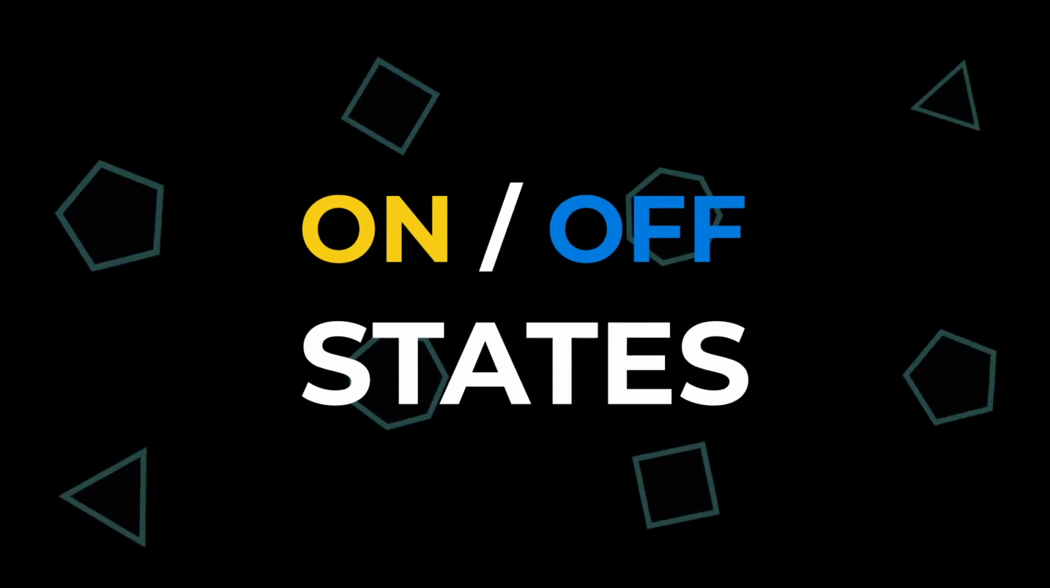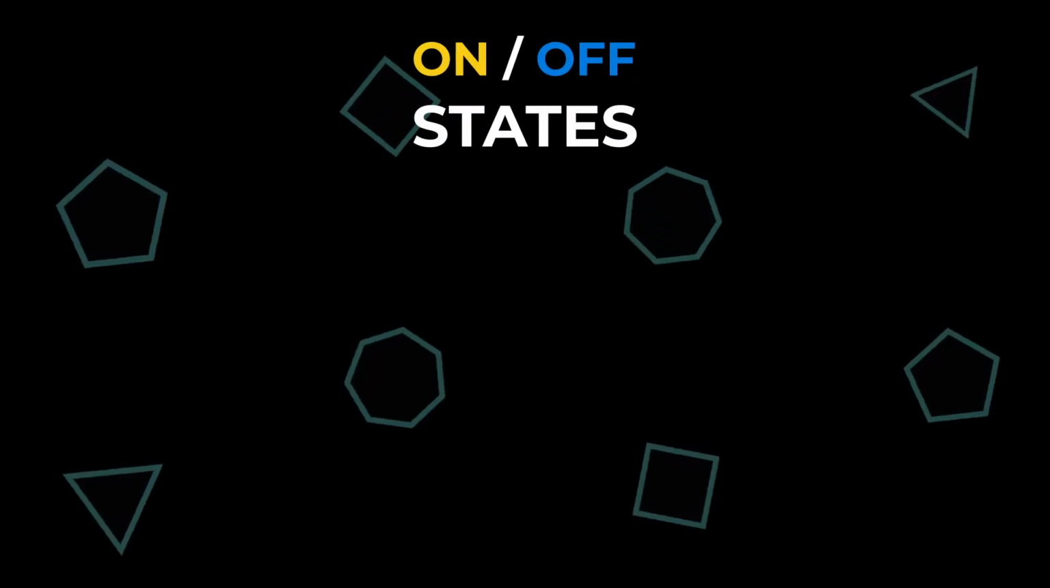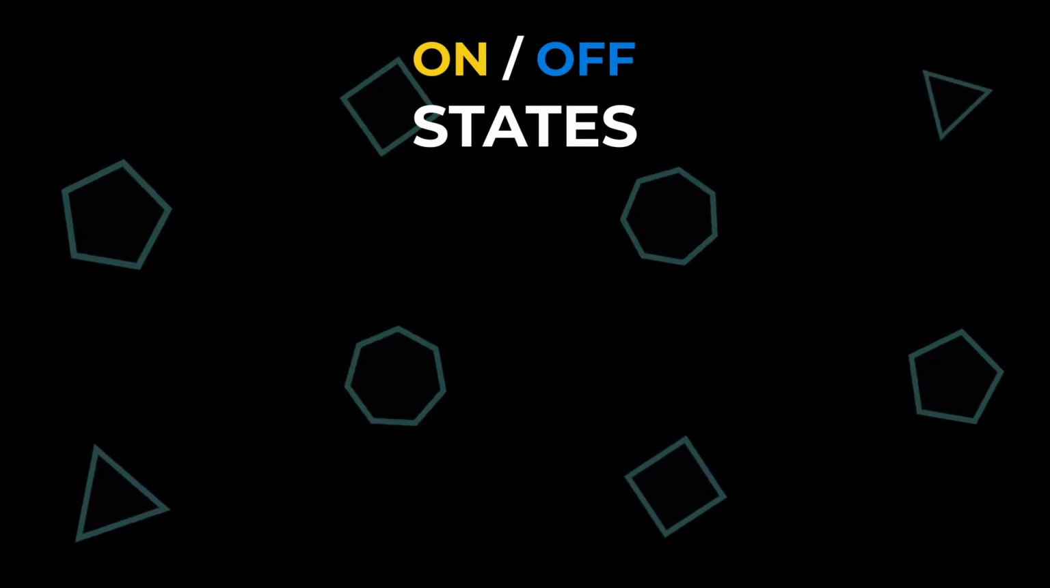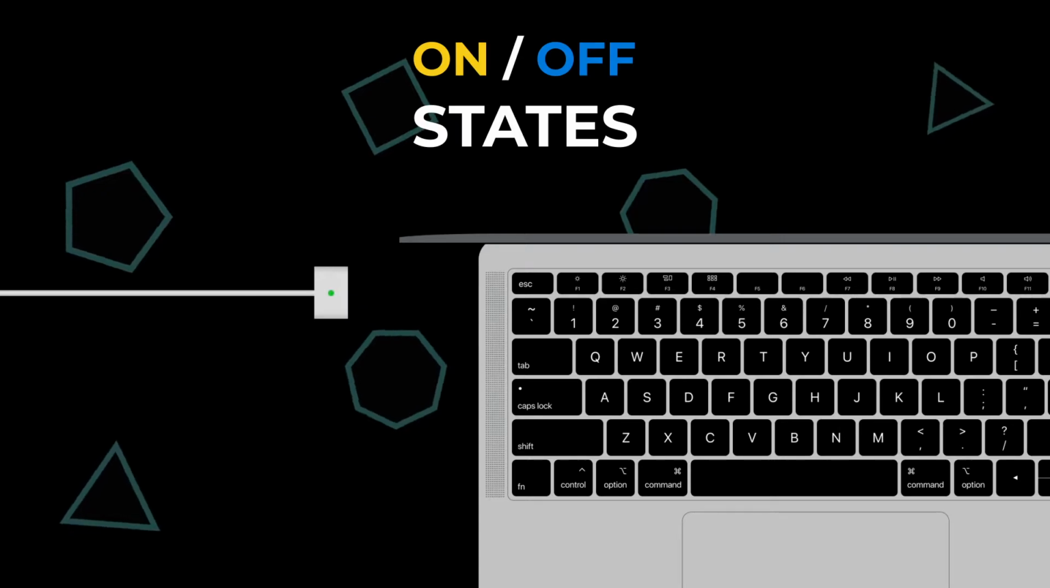The basic way we explain binary is basically on and off states, because there's only two digits that we can use. For example, a light bulb, which has either an on state or an off state, or even if you're charging your laptop or not charging your laptop.